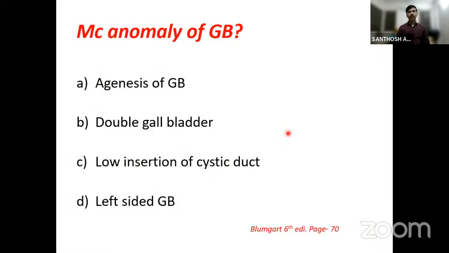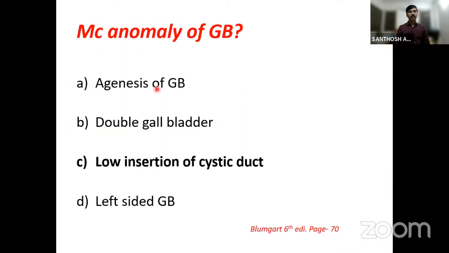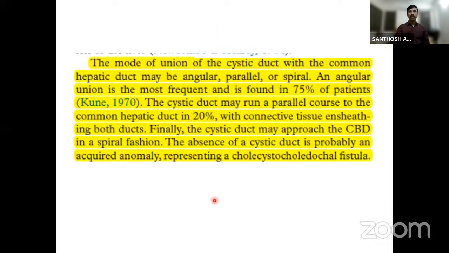The most common anomaly of the gallbladder is the low insertion of the cystic duct. It can occur in as high as 20%. The other anomalies, agenesis of the gallbladder, double gallbladder, left-sided gallbladder, are all extremely rare and can occur in less than 2%. So again, a direct question from Bailey and Love.